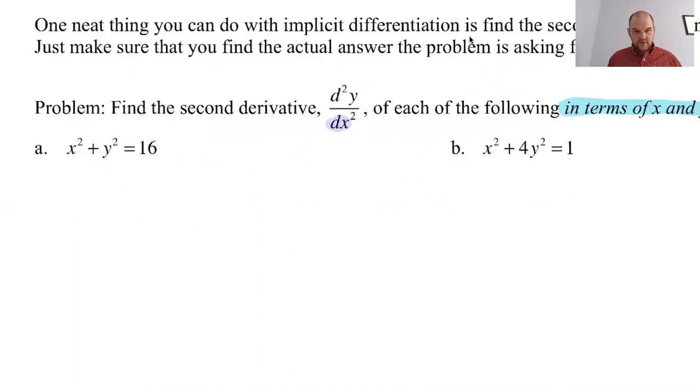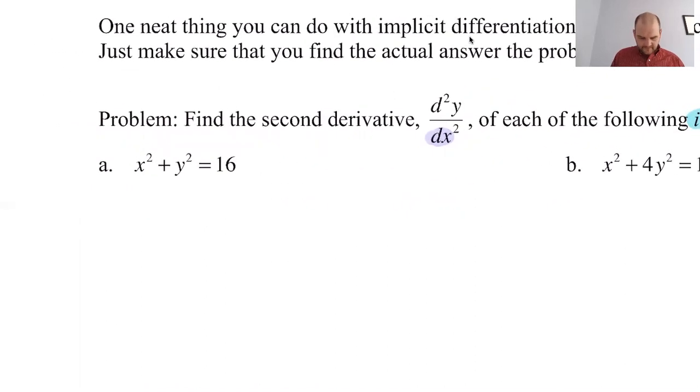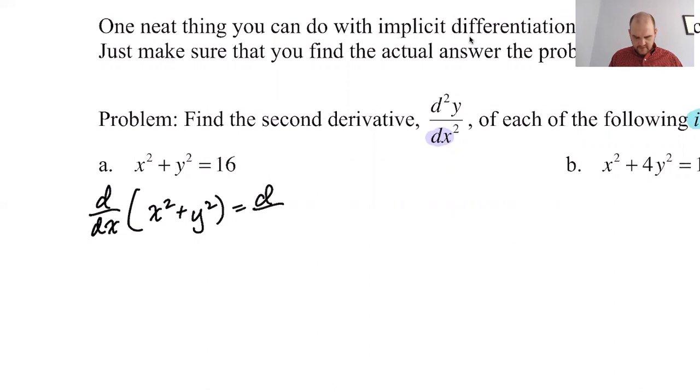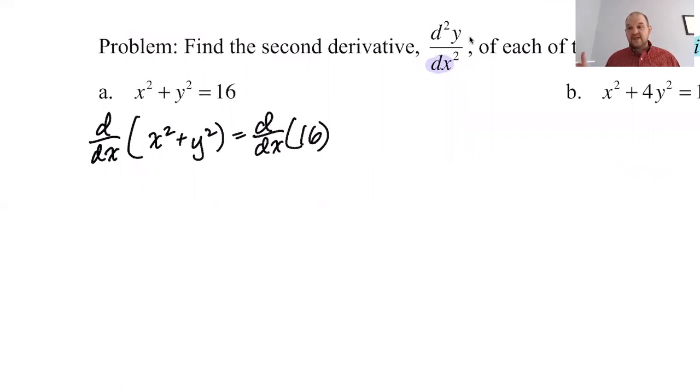So I'm going to do this problem right here. It's the derivative with respect to x of x squared plus y squared is equal to the derivative with respect to x of 16. On the right-hand side, I'm going to remember that derivative is 0, because that is the biggest mistake I see. On the left-hand side, the derivative with respect to x of x squared is 2x.